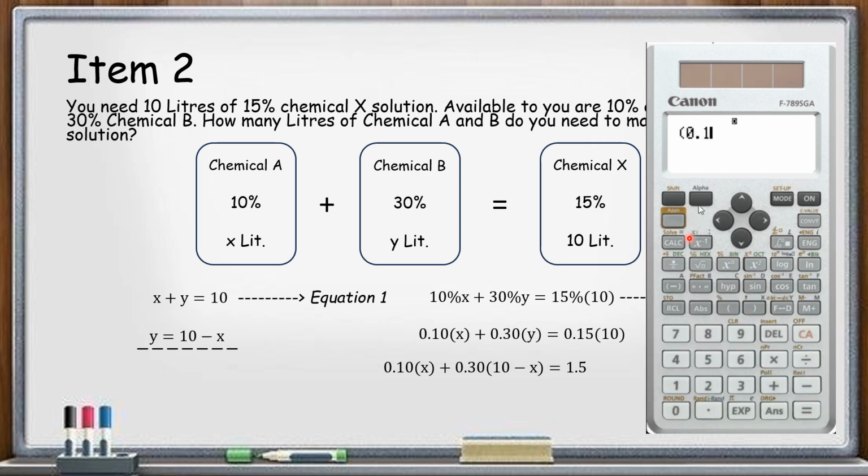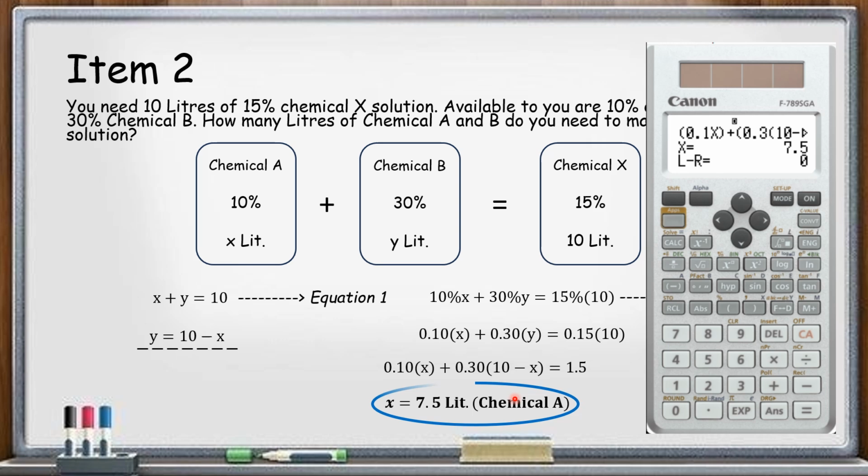All right, 0.1 times x plus 0.3. Keeping track of my parentheses so that I won't have an error. 1.5. Shift solve. We get 7.5 liters for X, which is chemical A.